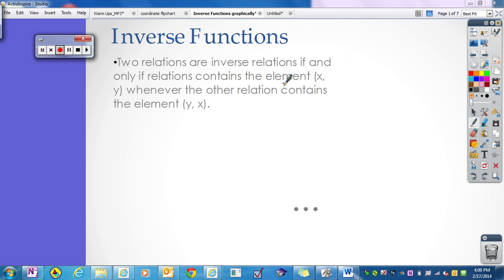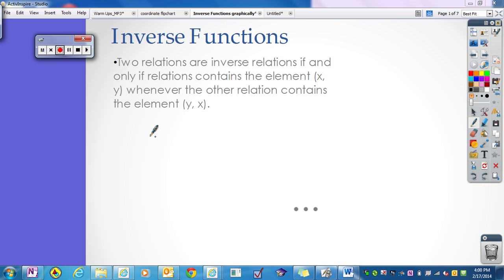Alright, so what we're going to do now is take a look at inverse functions. Two relations are inverses of each other if and only if the relation contains the element (x, y) whenever the other relation contains the element (y, x). Okay, what does that mean?